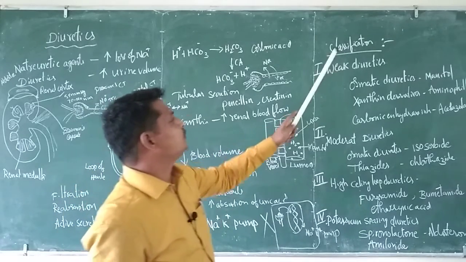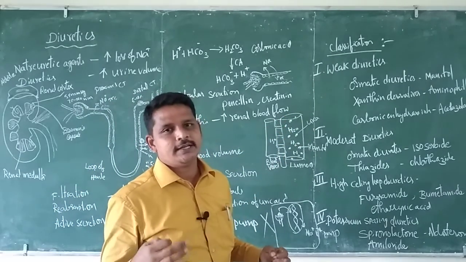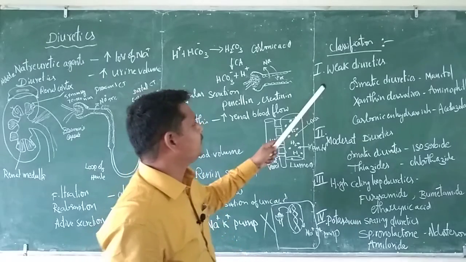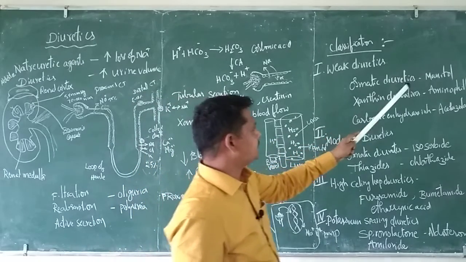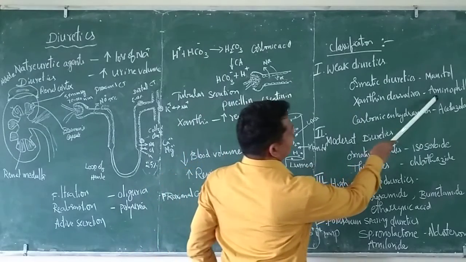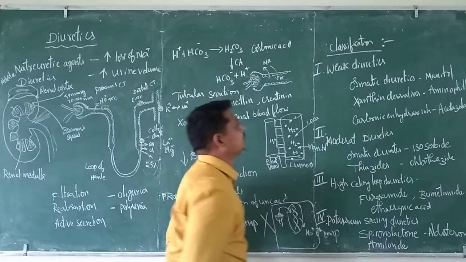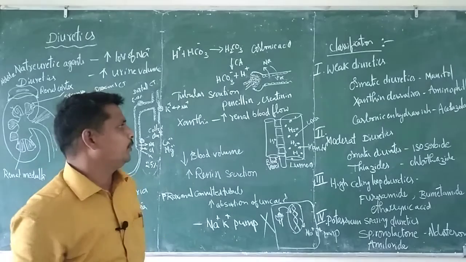Okay, classification. First we will go for the weak diuretics. The agents which have less diuretic activity are called weak diuretics. Examples: osmotic diuretics, for example mannitol; xanthine derivatives, aminophylline; and carbonic anhydrase inhibitors, acetazolamide. We will see how these drugs work.